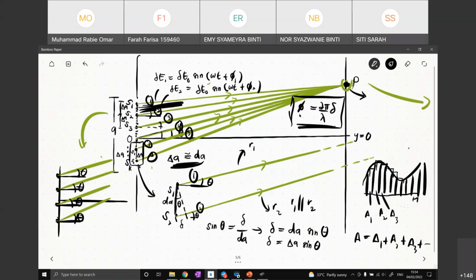So this is your phase shift, the one that you put in your equation here. So you can write your phase shift as 2 pi over lambda times delta A sine theta.